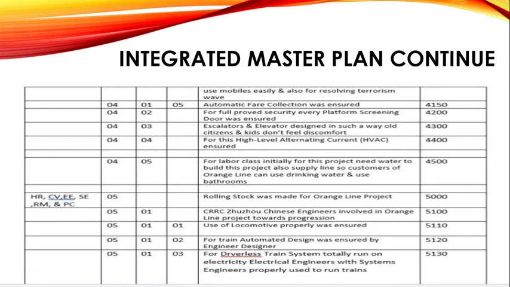Automatic fare gates, platform screen doors and elevators were ensured, so that old people and kids feel comfortable. High-voltage alternating current was ensured by HVAC. Labor worked in the project for the water building, and water was also supplied so that customers have no issue with drinking water and use of bathrooms.